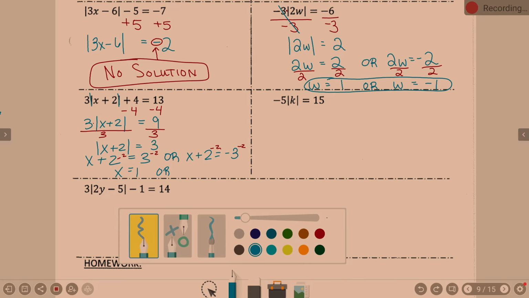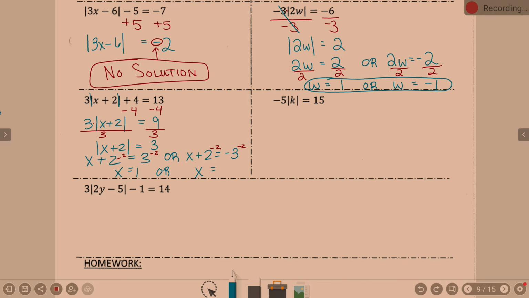Well, it's negative 3 minus 2, so how about negative 5? Because if you're at negative 3 and then you go 2 farther left, we're at negative 5. So we have answers of 1 or negative 5.